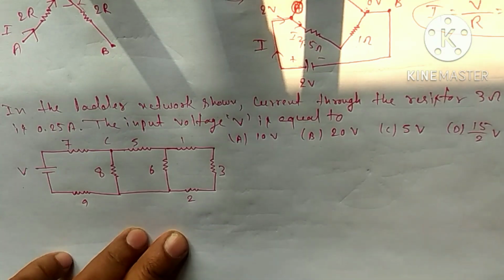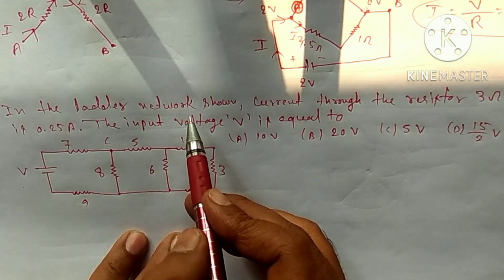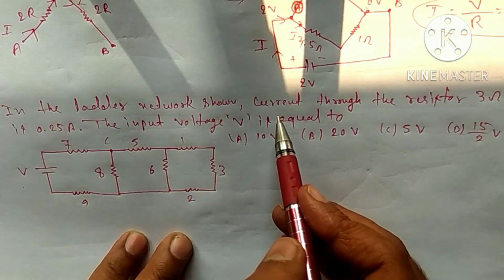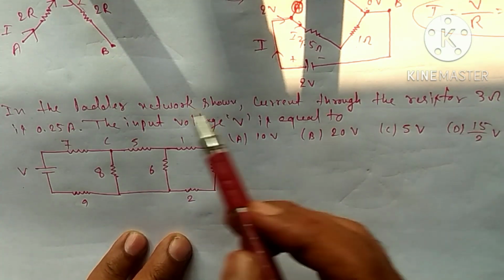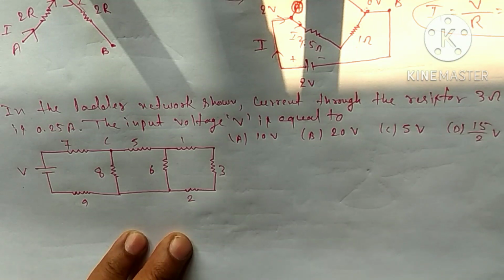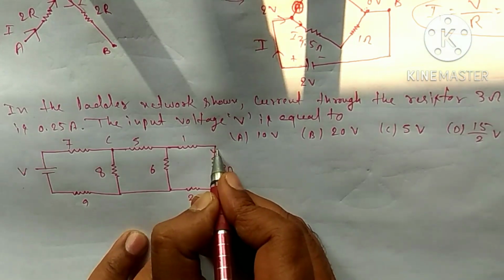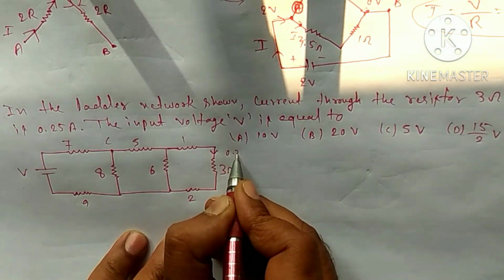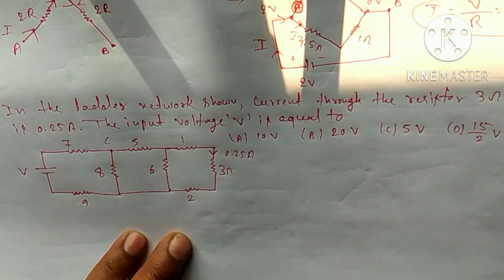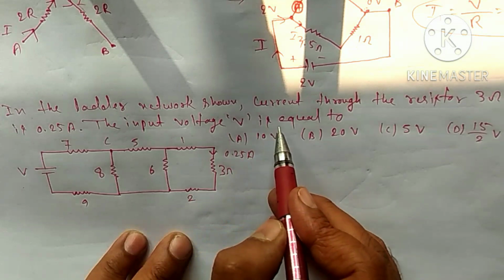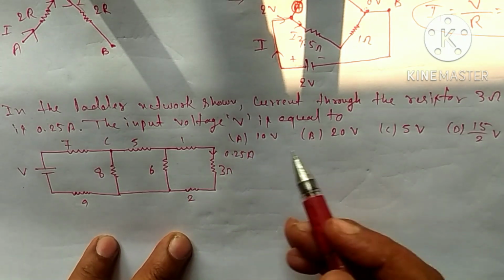That question has the ladder network shown. The current through the 3 ohm resistor is 0.25. Where is the 3 ohm? This is the 3 ohm. So the current passing through the 3 ohm is 0.25 ampere. The input voltage V is equal to what? Here we need to find the voltage V.